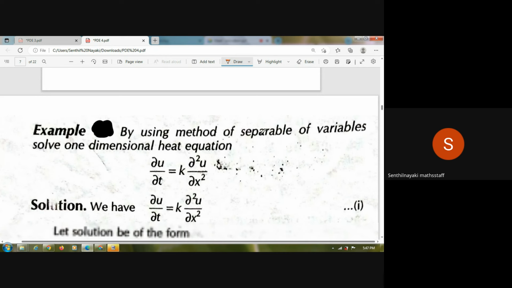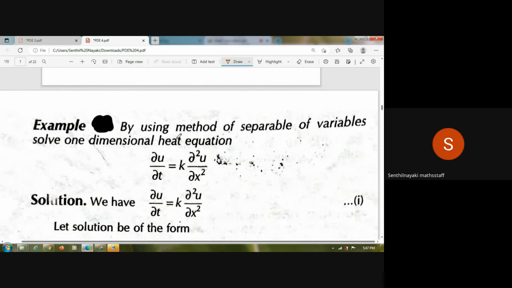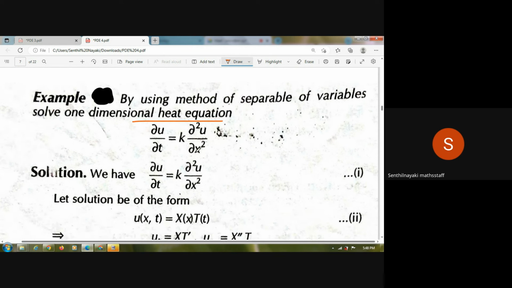Next, we are going to discuss the solution procedure for the one dimensional heat equation. The heat equation is dou u by dou t equal to k into dou square u by dou x square. Instead of the second derivative with respect to t on the left hand side, here we have the first derivative with respect to t. This is the difference between the wave and heat equations. In the wave equation, the left hand side is second order, but here it is first order.